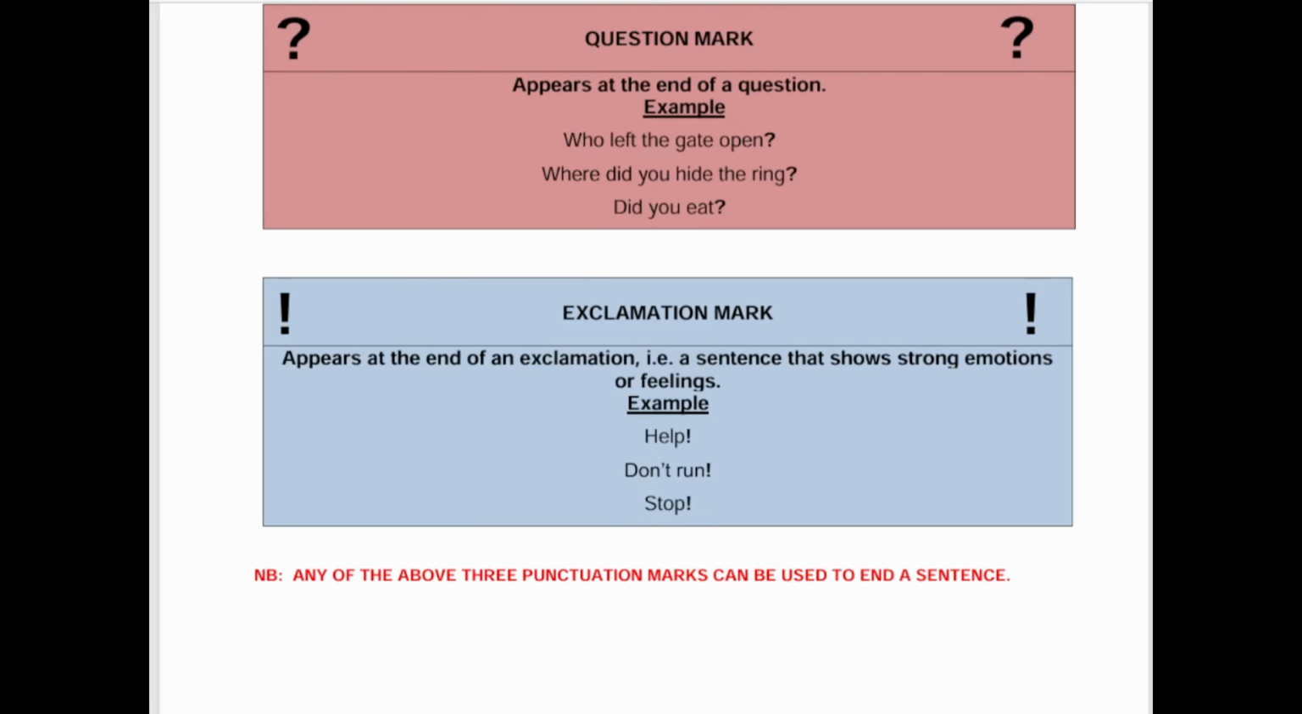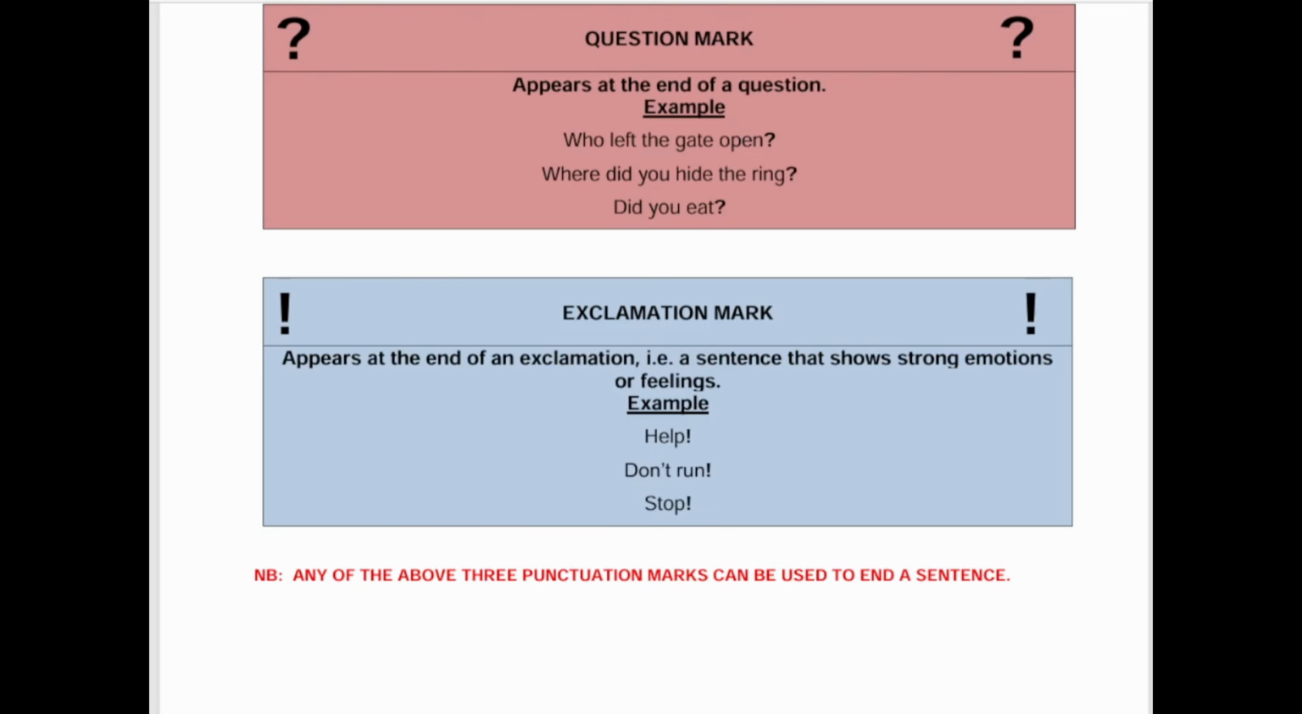Don't run! Maybe you are warning someone who is running somewhere very dangerous. So you are warning that person, don't run. Or maybe you want to punish that person, don't run! Another one: stop!